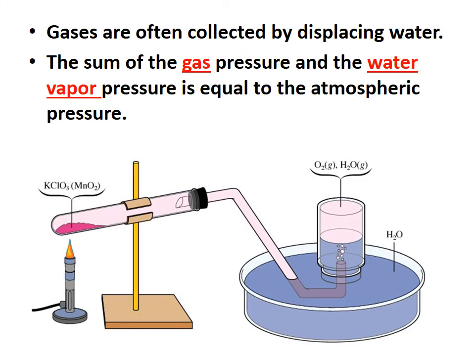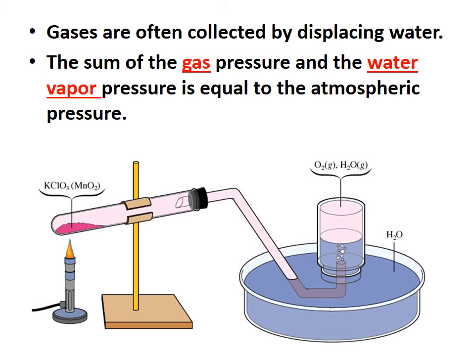Now, some gases are often collected by displacement of water. So there's going to be some pressure exerted by the water vapor. So the sum of the gas pressure and the water vapor pressure is equal to atmospheric pressure. So to find the pressure of the gas, we need to subtract the pressure of the water vapor, or the water vapor pressure. And this just shows us the simple setup that we use.